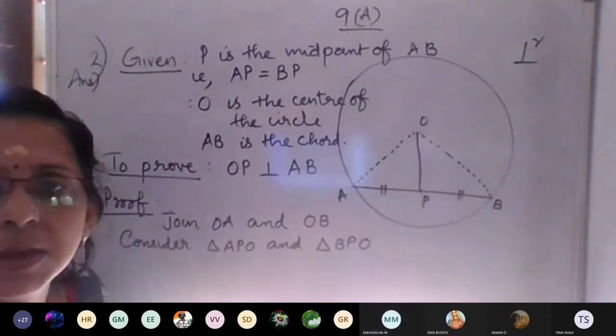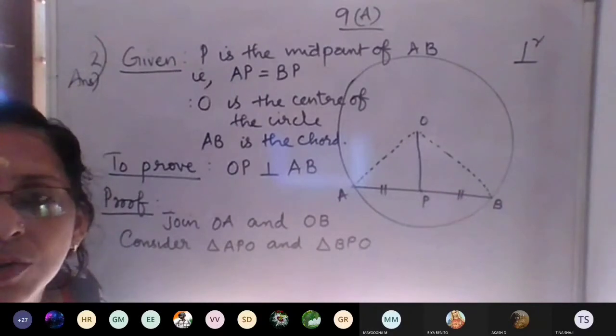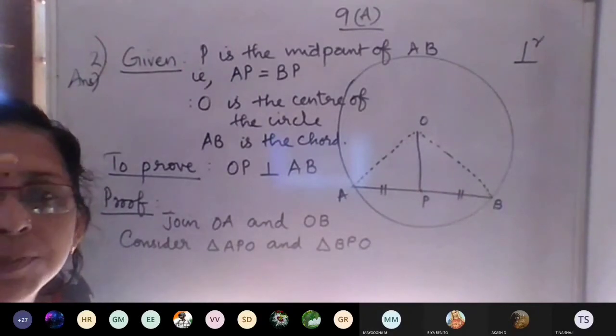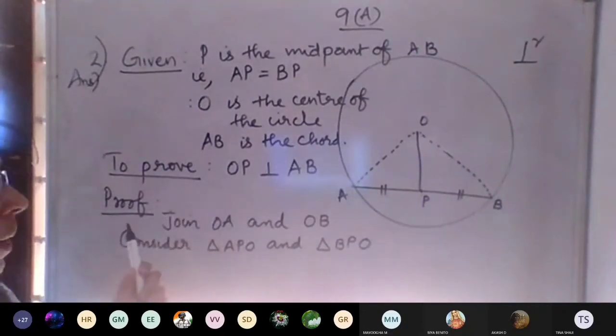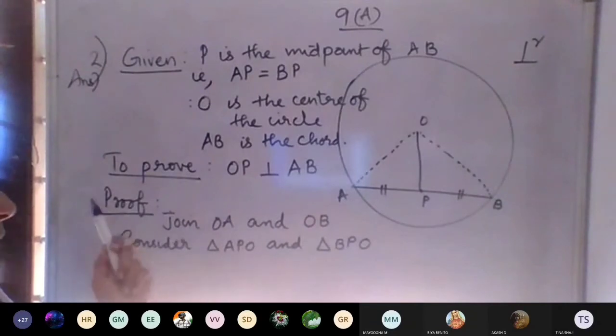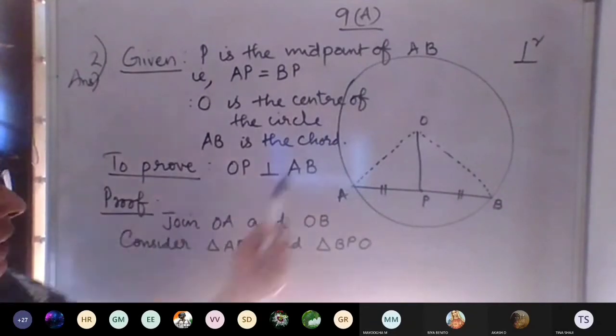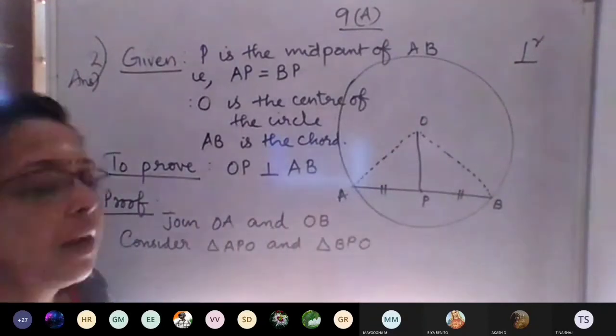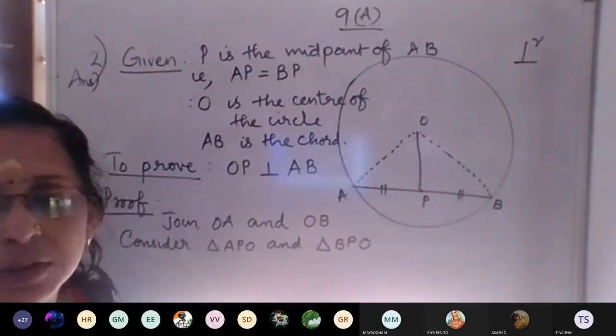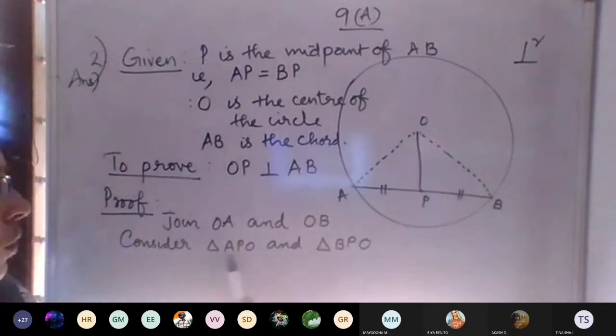Anyone have any doubt? Please tell me. Clear? Same type. All the questions you have to write given, then to prove, then proof. Before starting the proof, what are the things we have written here? Drawing or something we have done means that we have to specify there. So we got 2 triangles.